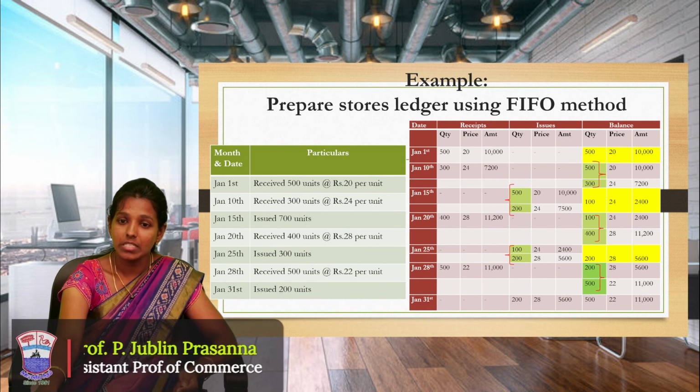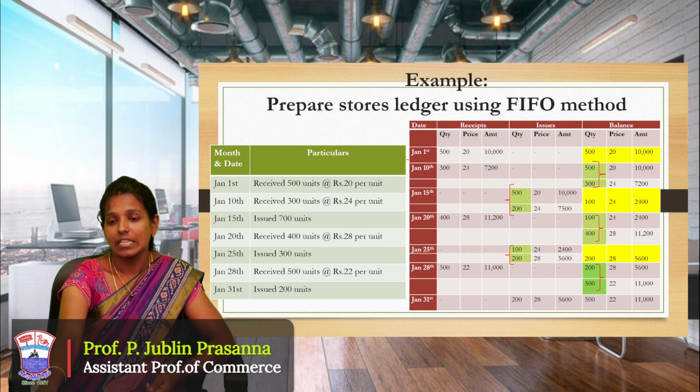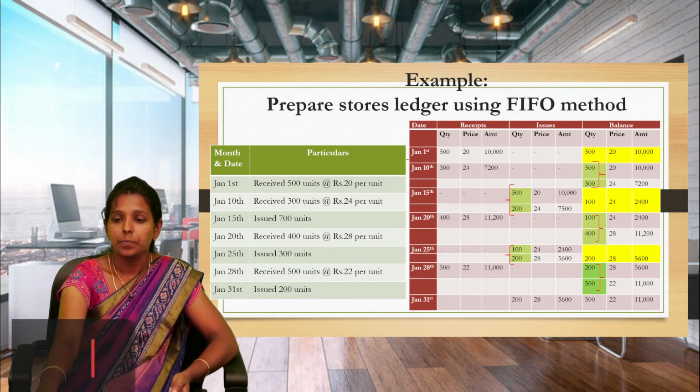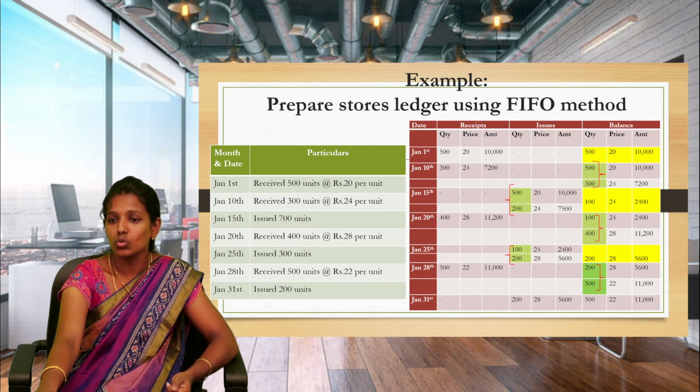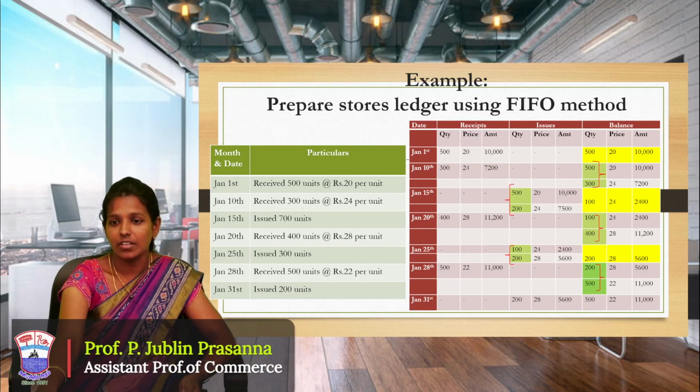So totally my issue is 700 units. The remaining balance is 300 units, which I am having from January 10th. So I am taking 200 units from the 300. So it is put up in the bracket. So totally I am issuing 700 units, where 200 units come at the rate of rupees 24 per unit, which is rupees 4,800. Now the balance comes to 100 units. Out of these 800 units, I am issuing 700 units. The balance will be 100 units at 24 rupees and the amount is 2,400.